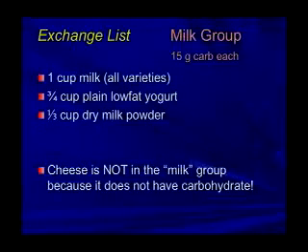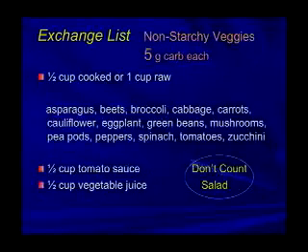Milk is 12 to 15 grams of carb per cup. And then things like asparagus, beets, broccoli are very low. A half a cup is only 5 grams. Type 2 diabetes, you generally don't count it. Type 1, you count everything to get your dose right.